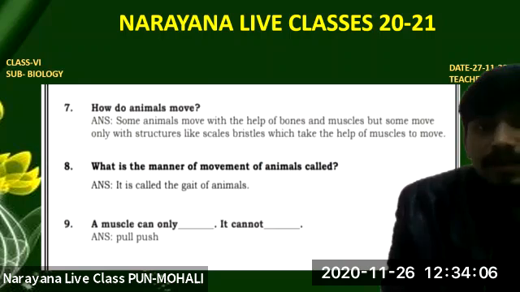Next one, what is the manner of movement of animals called? It is called the gait of animals. Gait of animals we used to say.